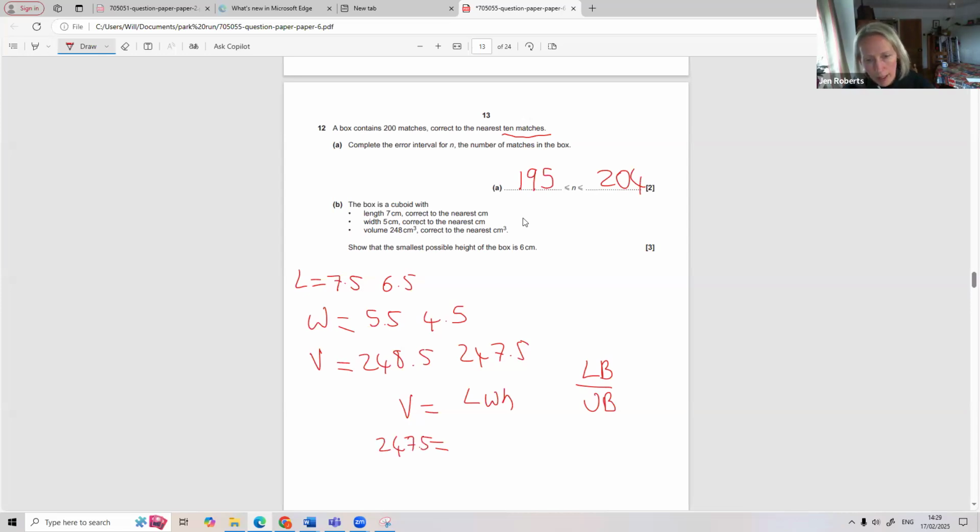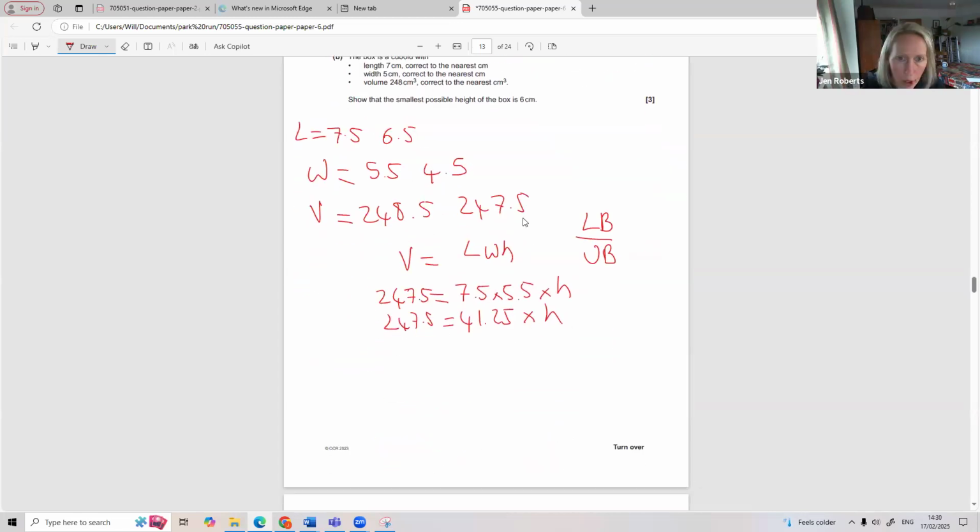We're going to need an upper bound for your length times width. So we need your highest length and your highest width. Multiply those together. And divide both sides by 41.25. Hopefully we're going to get 6. Yes.